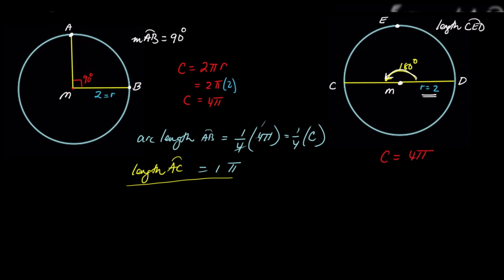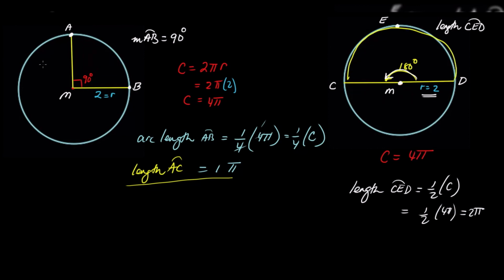In this case, we have 180 degrees, which is half of a circle. So the length of arc CED over here is going to be 1/2 of the total circumference. In this case, the total circumference is 4 pi. 1/2 of that is going to be 2 pi. So the length of this arc, which is a semicircle, half the circle, is going to be 2 pi.